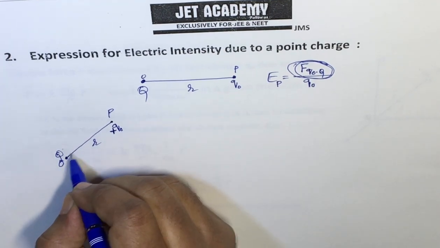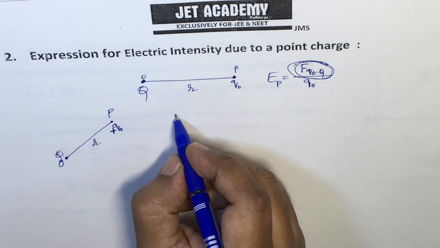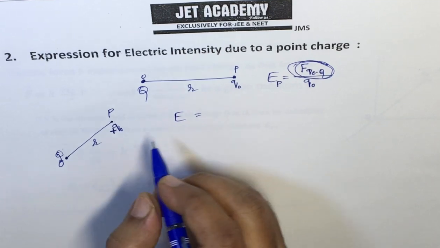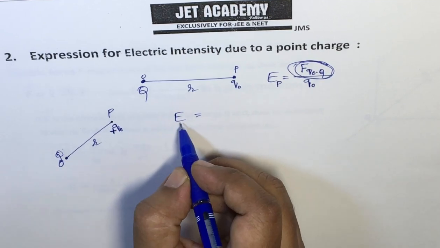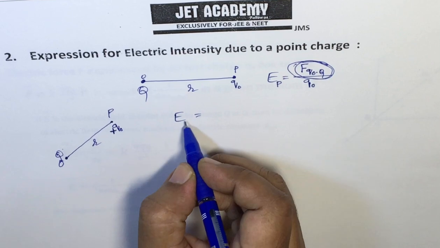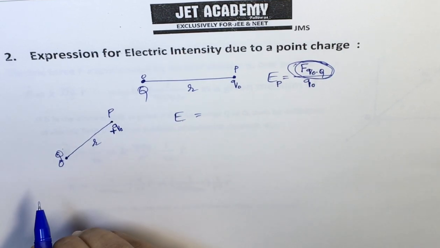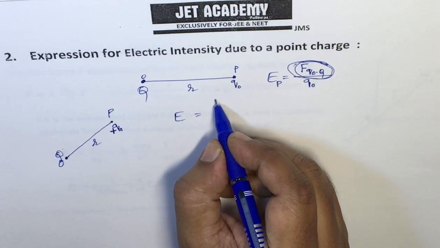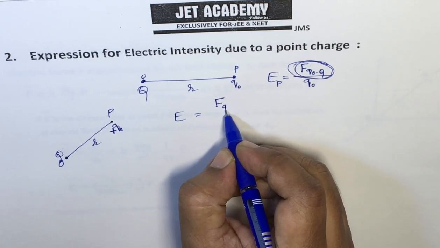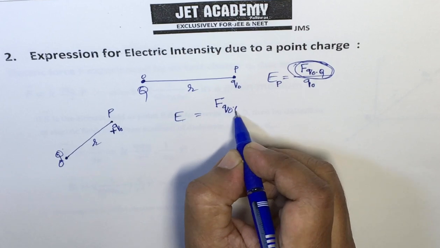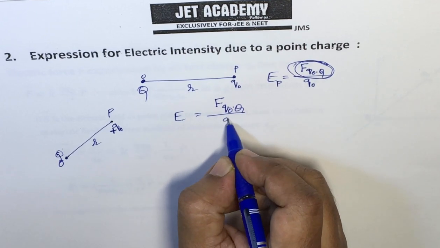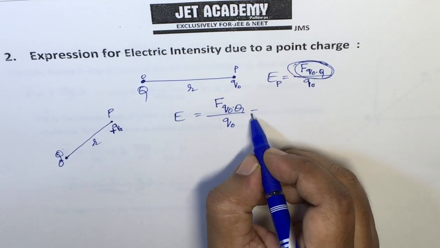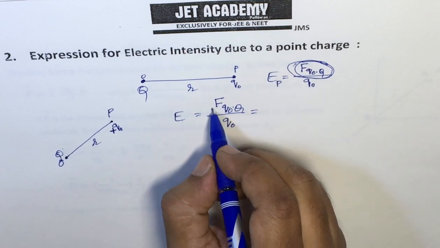Then what is the magnitude? The magnitude of electric intensity at the point P, I will not mention Q naught and all those things, simply I write E as the electric intensity at the point P. The definition is F, the Coulombic force experienced by Q naught due to Q, divided by the per unit charge Q naught, where F is the Coulombic force.